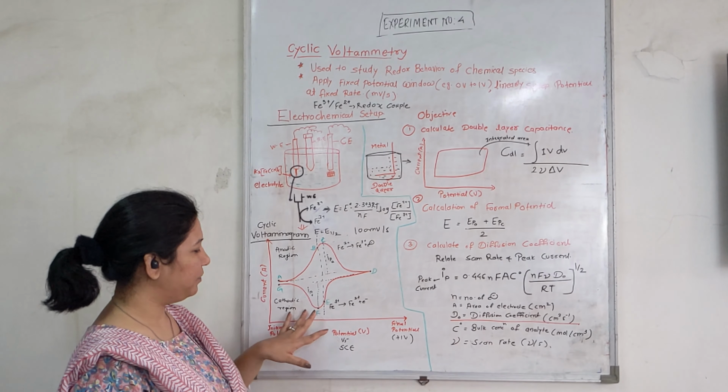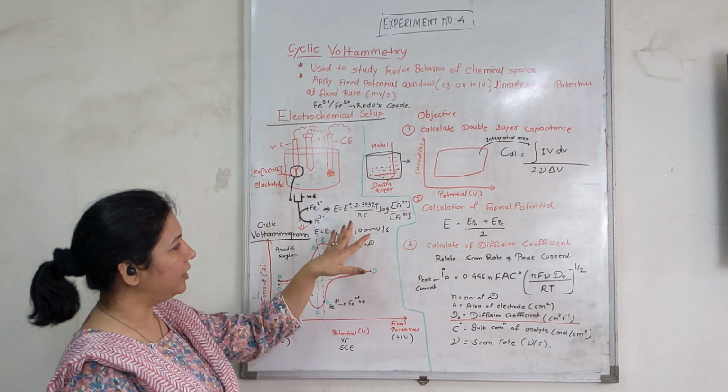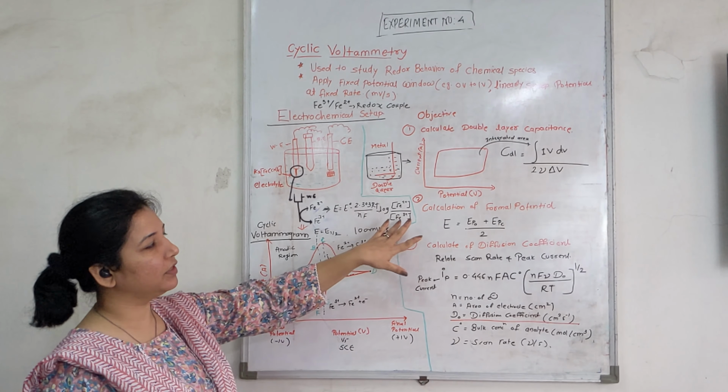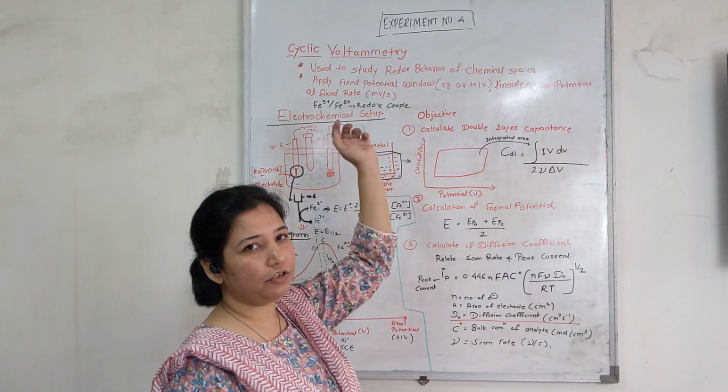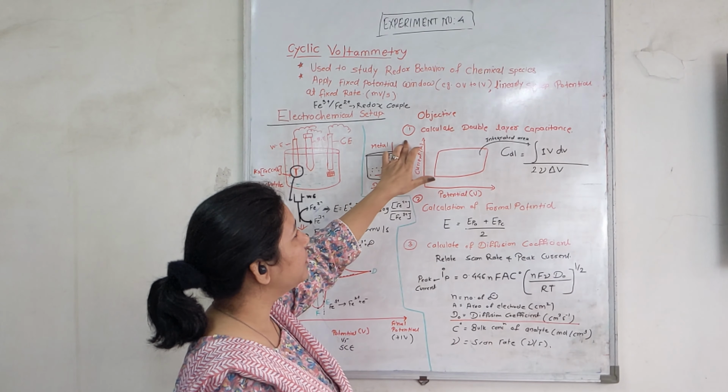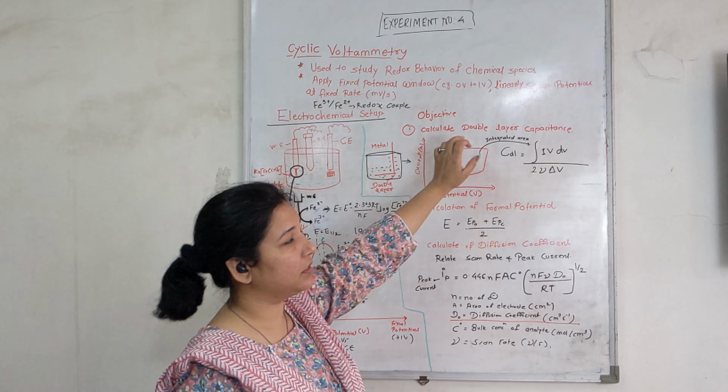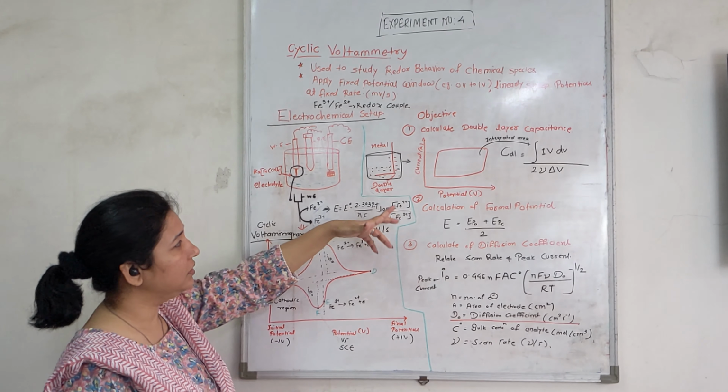You are getting this plot because of the Nernst equation, as the Nernst equation correlates the potential with the concentration of the ions. So now, what is the objective of the experiment? The first objective is to calculate the double layer capacitance. So what is the double layer capacitance?